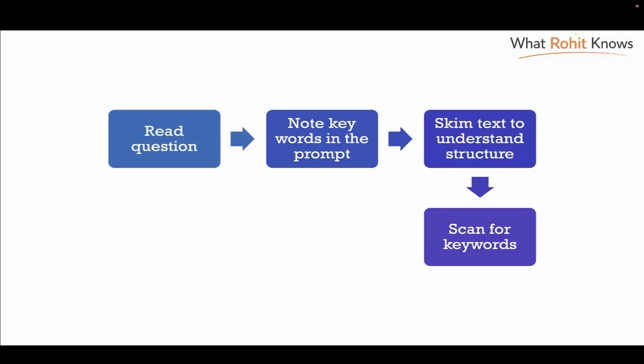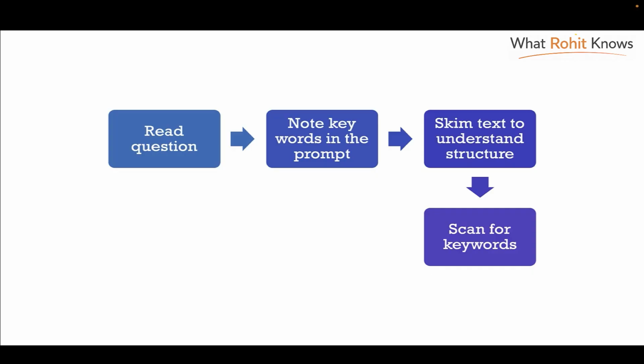For example, if the question prompt is something like, which year saw the greatest increase in population of New York City, then the keywords that you have noted from the prompt are New York City, population, increase. And when you skim the text, you try to understand the structure. Where are they specifically talking about the population increase or decrease, or if it's a larger text, where are they specifically talking about New York and its population? You identify and focus on that area of the text.